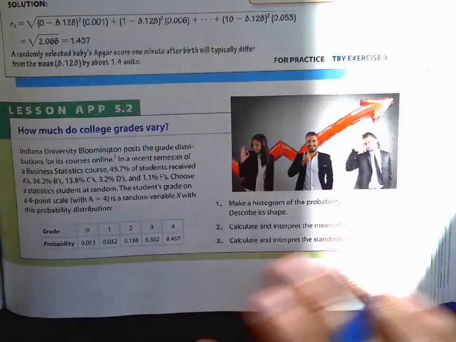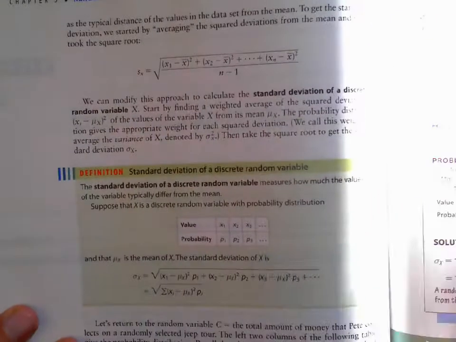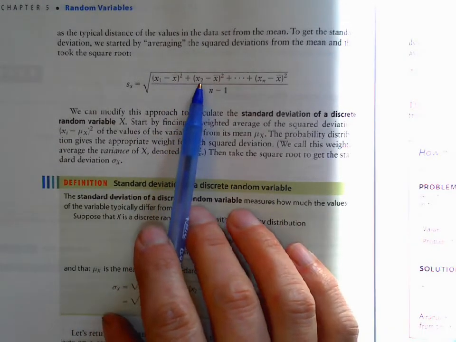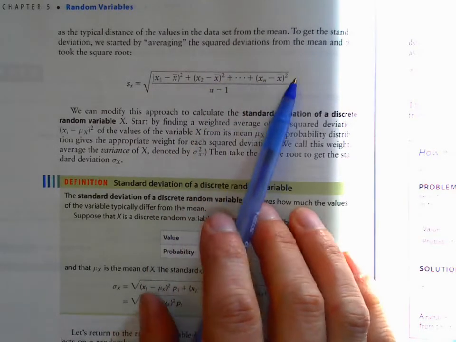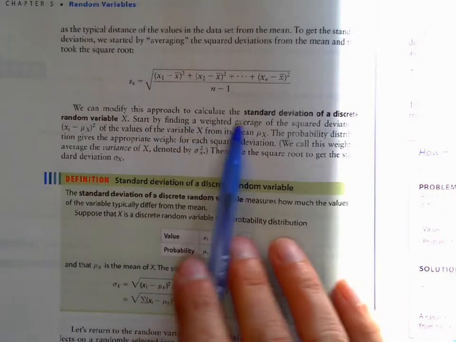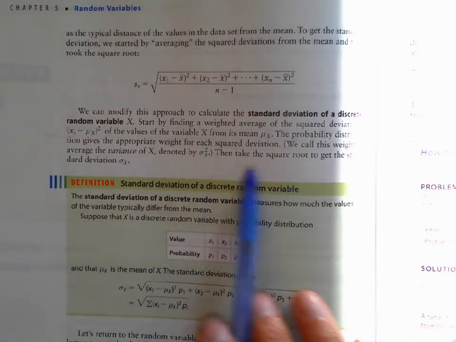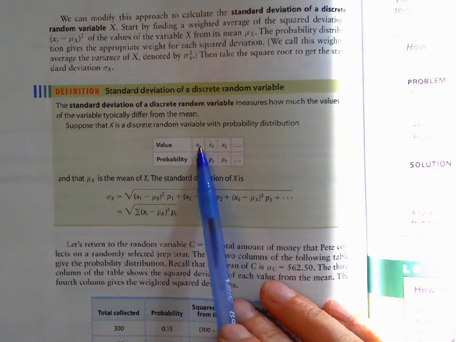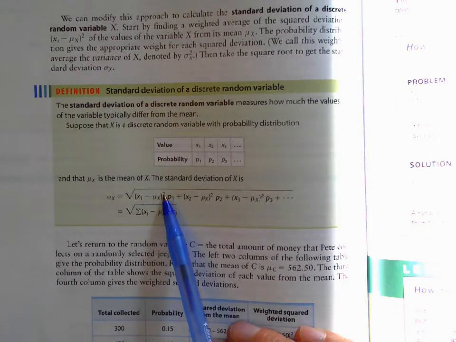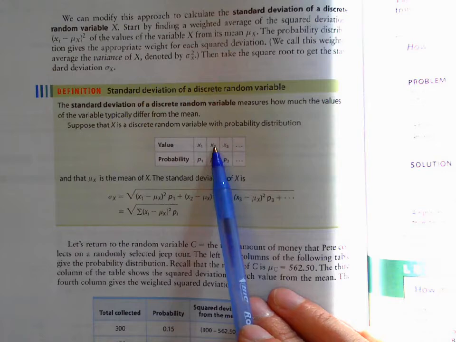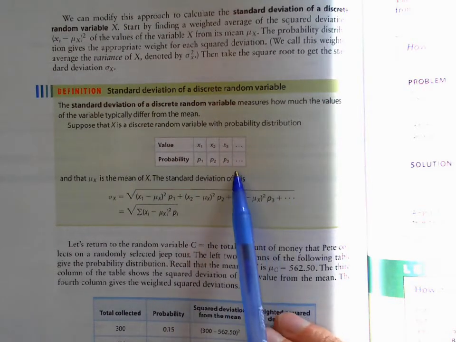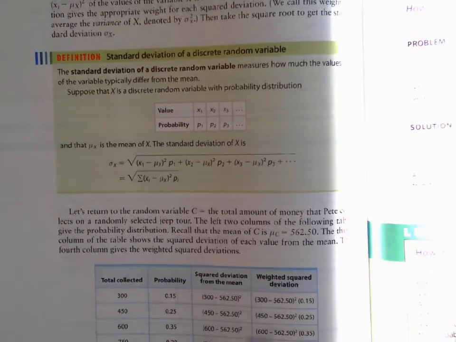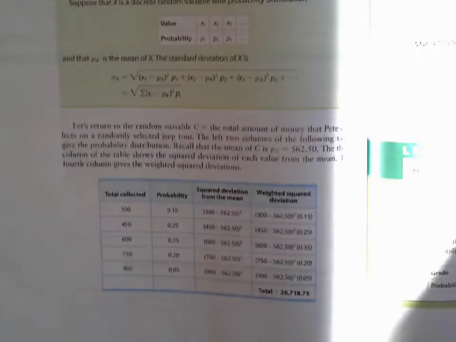If you remember how we found standard deviation in the other chapter, we took a data number minus the mean squared, plus another data number minus the mean squared, and we kept doing it for all of them. We're going to modify this approach for the standard deviation of a random variable. Basically, I'm just going to show you how you do it. You take this number minus the mean squared times the probability, plus this number minus the mean squared times probability, plus this number minus the mean squared times probability. If we think about this, this is the Jeep collection again, Pete's Jeeps.